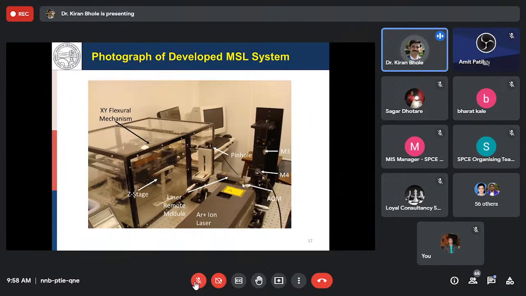Then after the optical switch, we have the mirrors M3 and M4, and then the laser light is passed through the pinhole onto the M2 and M1 mirrors over here, and then we have this scanning mechanism which I already told in my previous slides, and then the component gets developed here below.